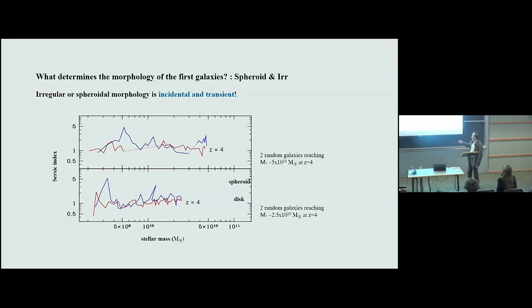As they acquire mass, most of the time they lie below 1.5. So I call them disk galaxies. But occasionally they have a Sérsic index larger than 1.5, and then they come back. So they reacquire disk morphology. And then they fluctuate and sometimes go down as well. So I conclude this irregular and spheroidal morphology is incidental and transient in this high redshift era.